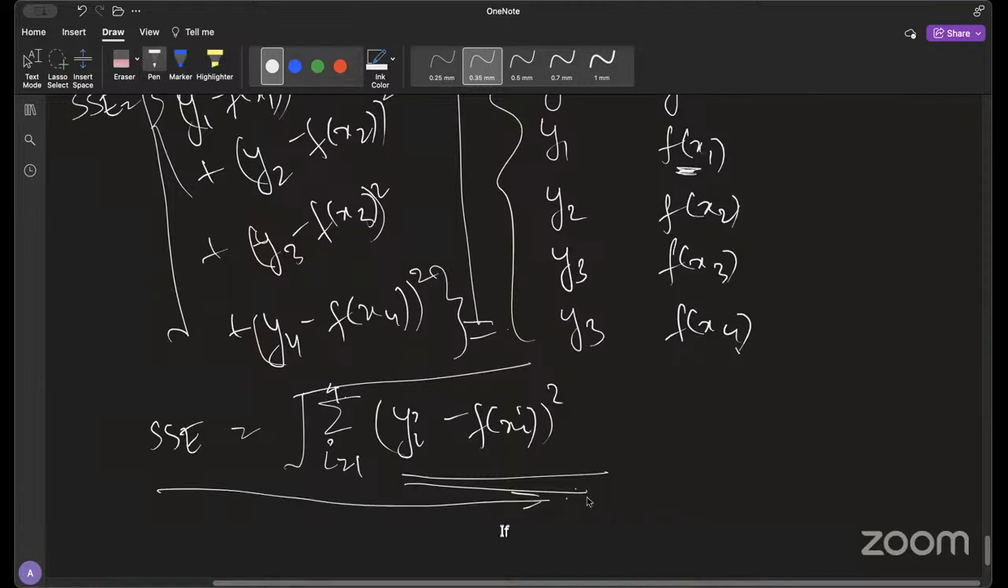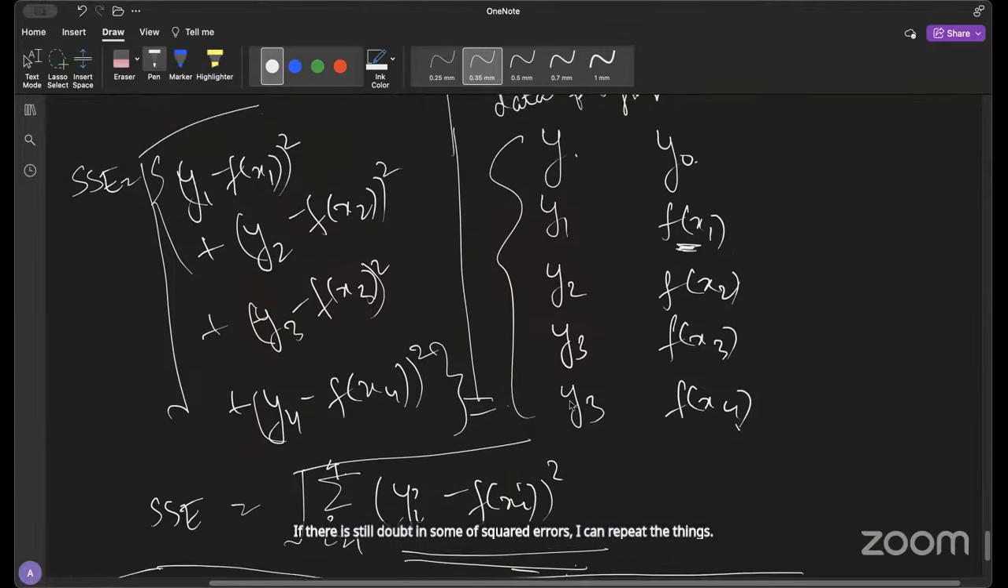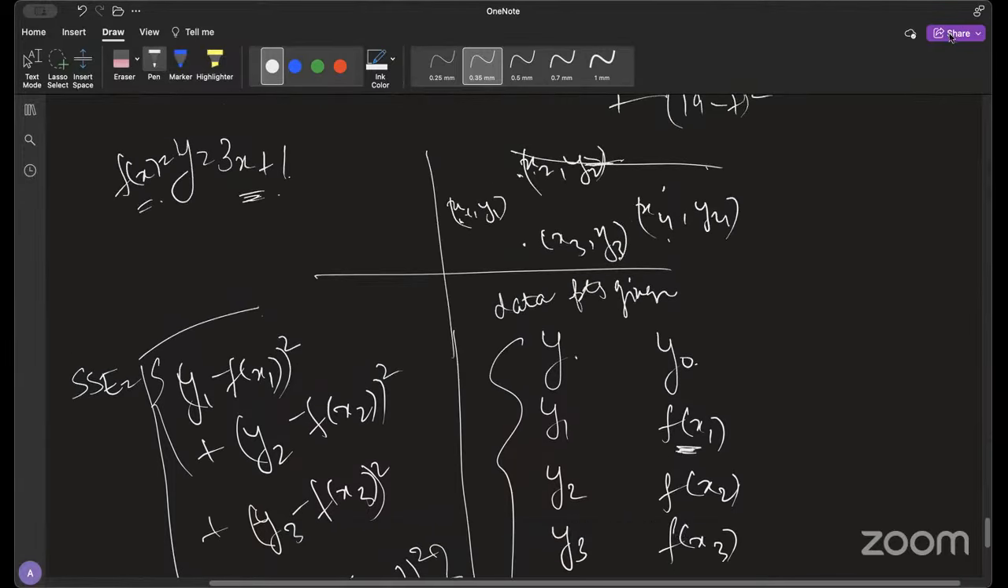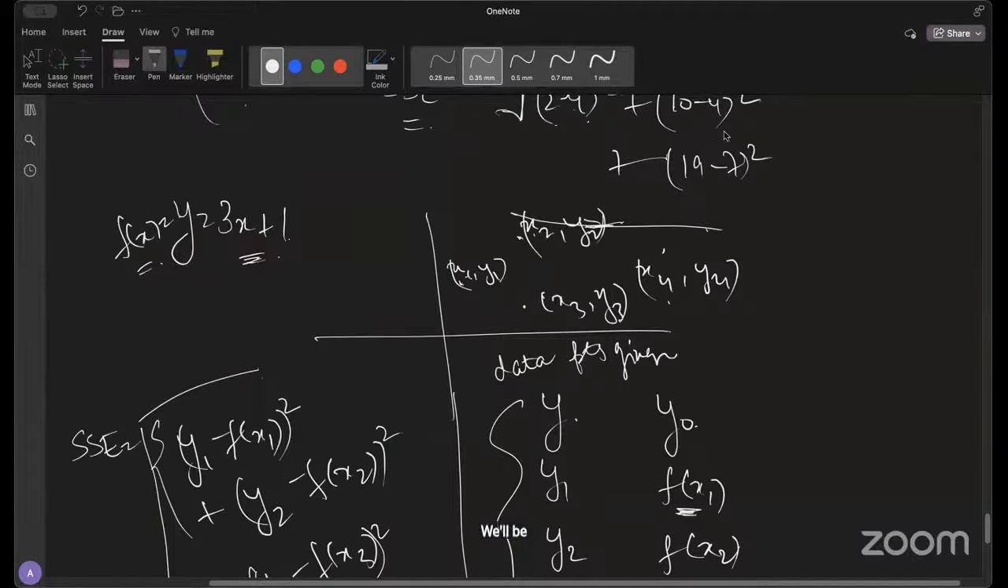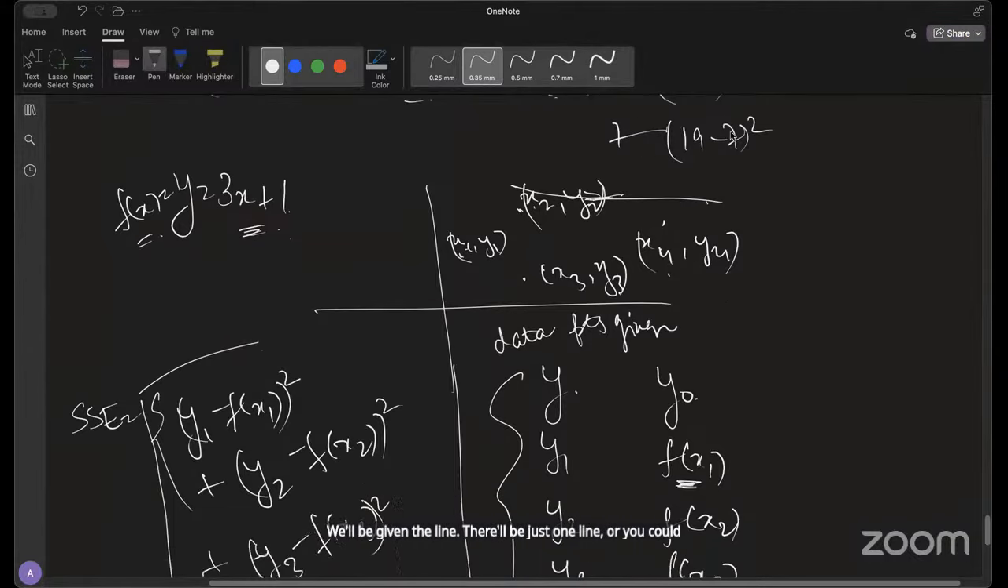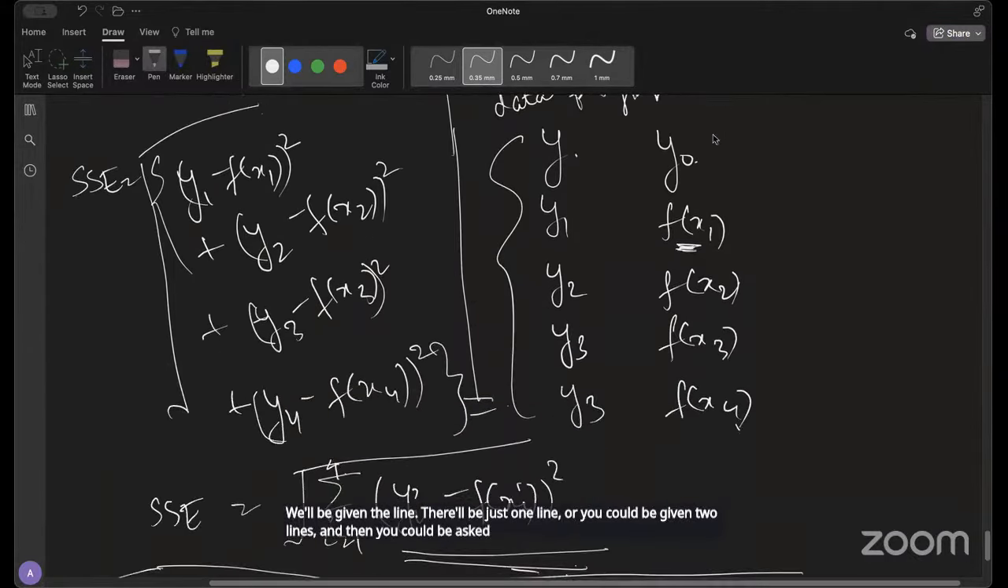If there is still doubt in sum of squared errors, I can repeat the things. Does anyone have any doubt in sum of squared errors? Ma'am, the line formula they will give you, right, for calculating this? Yeah, you will be given the line. There will be just one line, or you could be given 2 lines, and then you could be asked which line fits the data best.